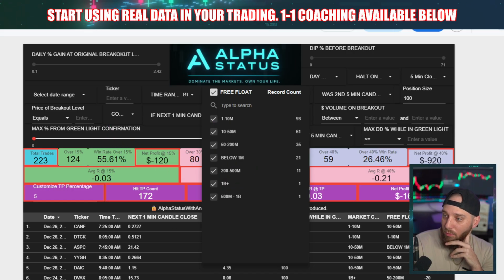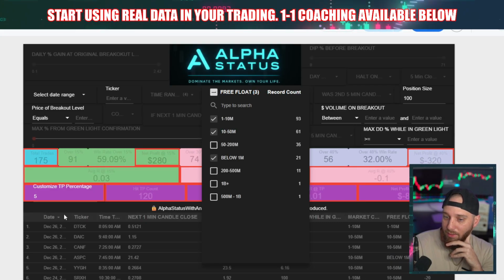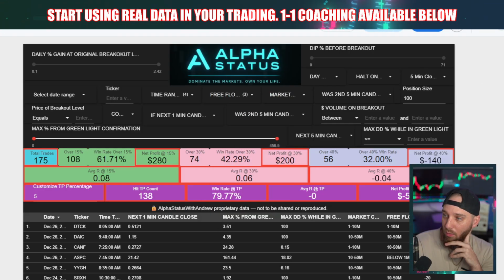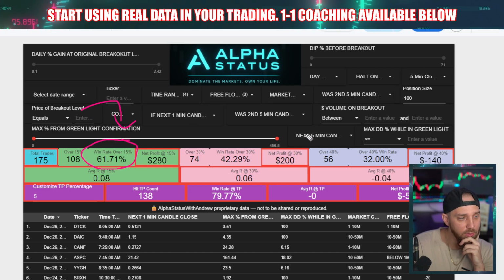So all I got to do is go through here. I'm going to select 1 to 10 million, 10 to 50 million. I'm going to select below 1 million. And holy shit, boys. Take a look at this win rate right here. We are now up to 61% win rate.